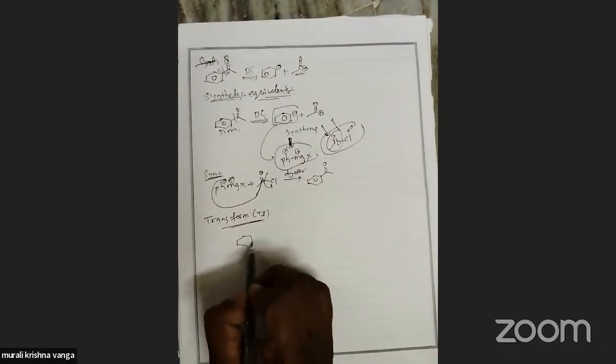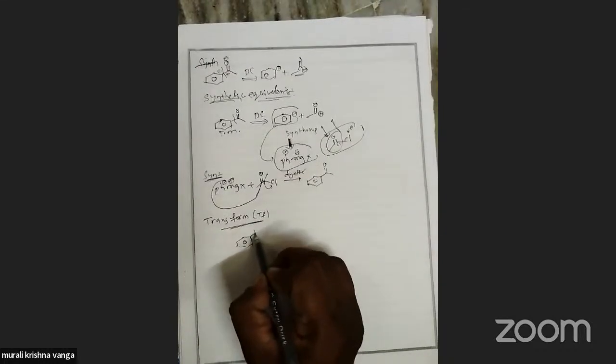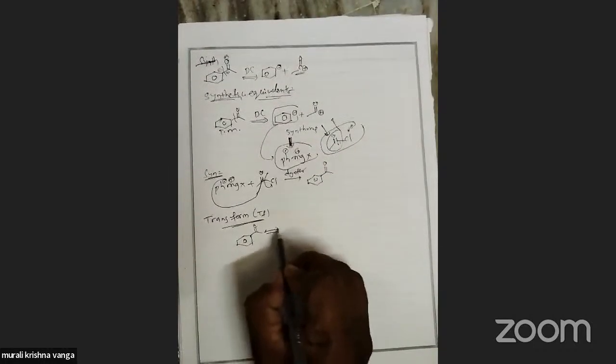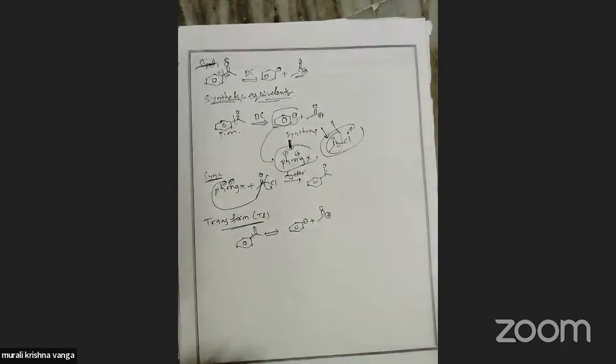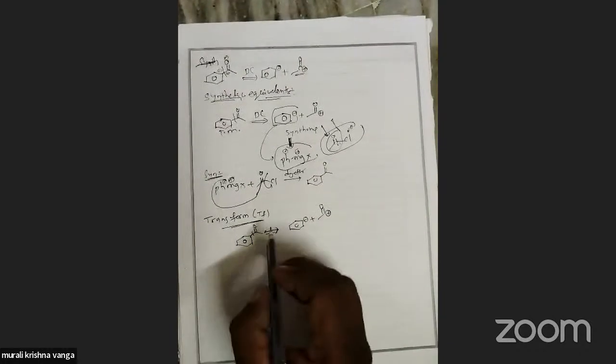If I give you this phenyl acetophenone, when acetophenone undergoes disconnection, we get phenyl minus and C double bond O positive charge. This is called a transform. It is exactly the reverse of the reaction. So a transform represents the reverse of the general normal reaction.